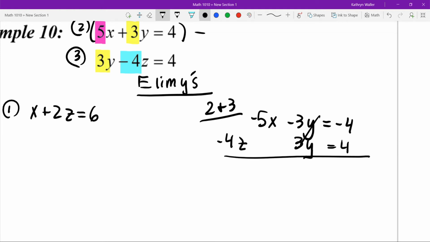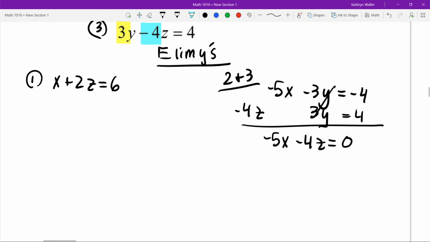Okay, so now my y's go away. So now I have, I'm going to write the x first. So I'm going to write negative 5x minus 4z is equal to 0. Now, this is what I've done. Look and make sure you understand. This was done. I just did this. What do I do now? What does that mean? Eliminate again. Pull those together, eliminate again.